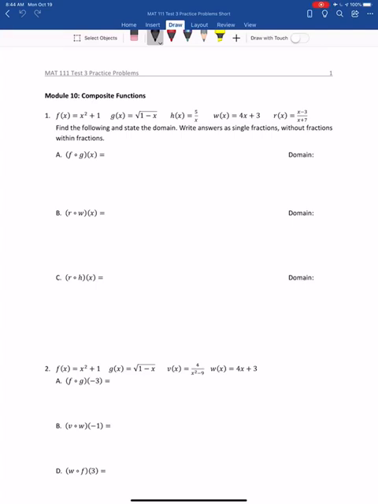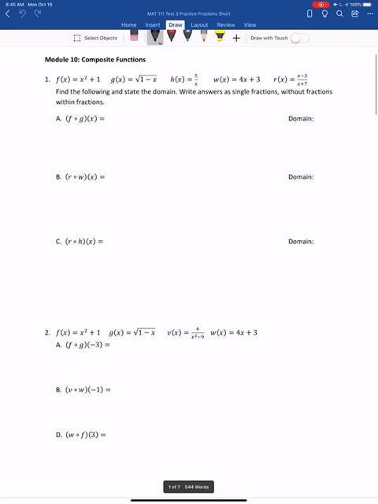All right, start our review here for test 3. Looking at our first examples here out of module 10, talking about composite functions. It says find the following and state the domain. Write your answers as a single fraction, without fractions within fractions.